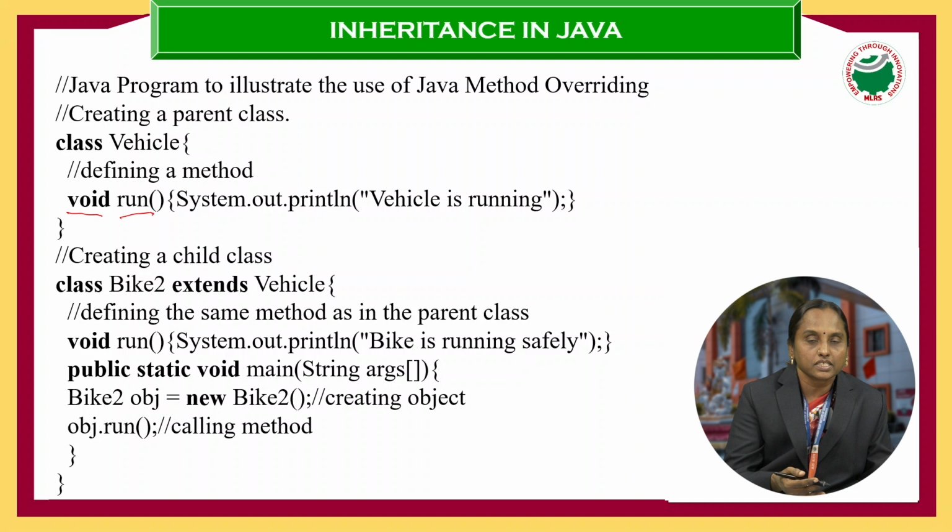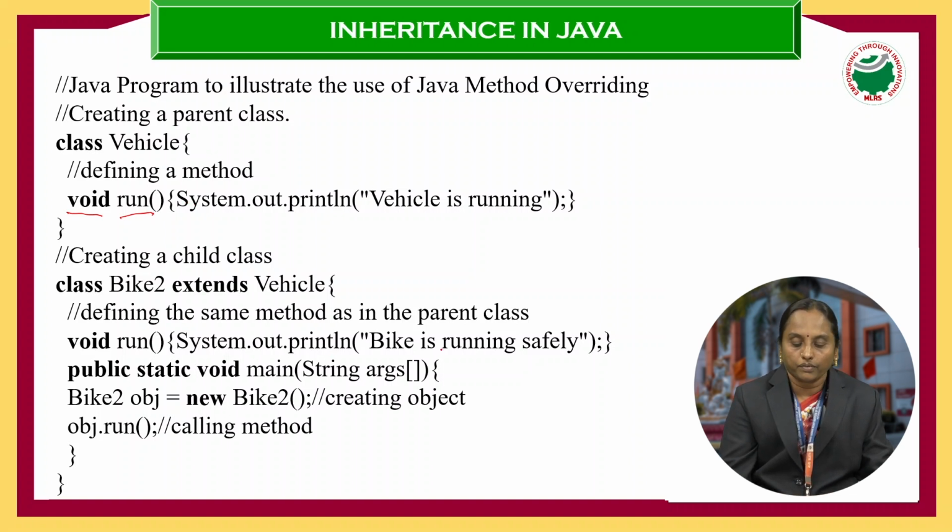We create the subclass for the Vehicle class by using the class keyword: class Bike2 extends Vehicle. Here Bike2 is the subclass and Vehicle is the superclass. In the subclass Bike2 we also define the same method name, the run method. This run method doesn't return any value, so we give void here. Same method signature also. Same method signature means the same number of parameters and the same data types in the superclass and subclass. In the subclass run method, we display a message: bike is running safely.